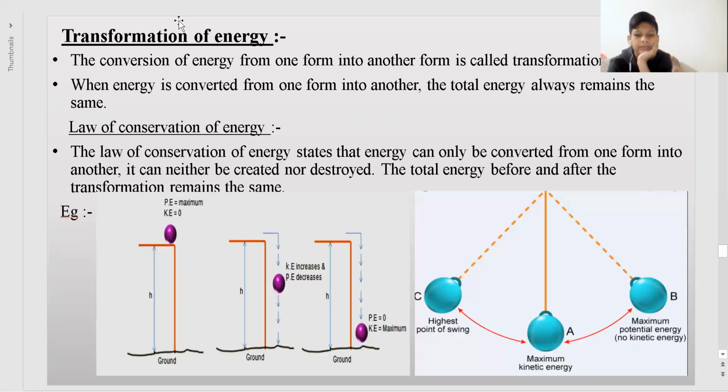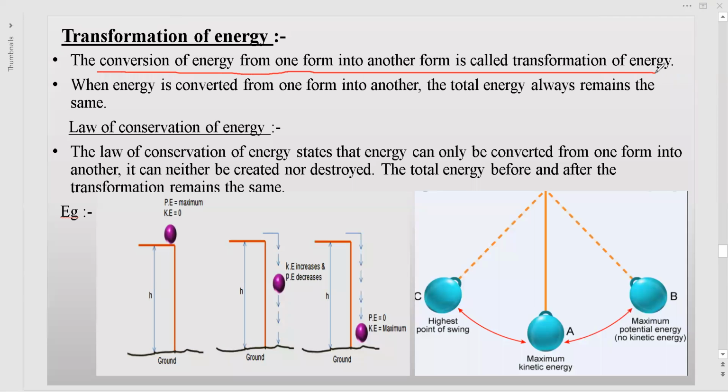Now the next topic of this chapter is transformation of energy. Okay. Now what do you mean by transformation of energy? It simply means the conversion of energy from one form to another form is called transformation of energy.